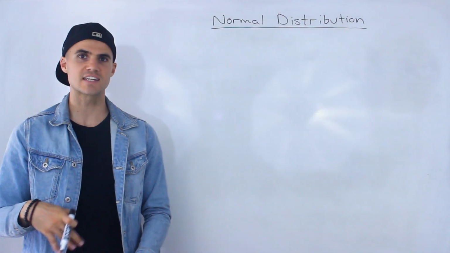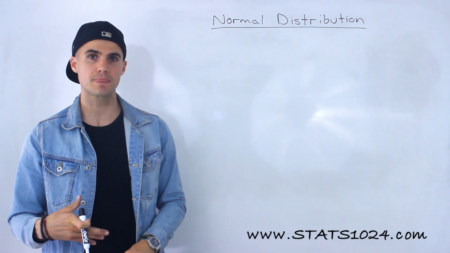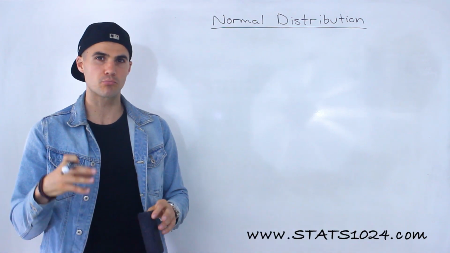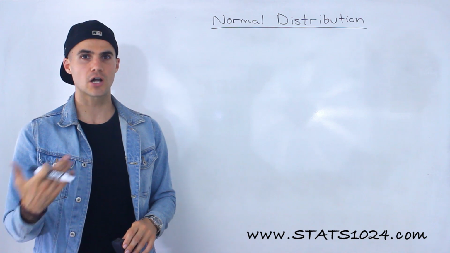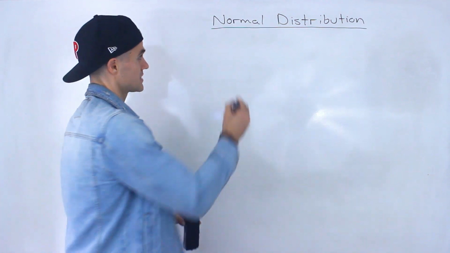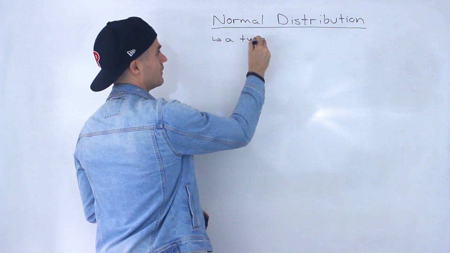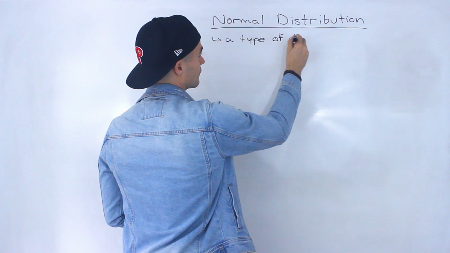Patrick here, and in this next section what we're going to talk about is the normal distribution. I introduced the normal distribution, briefly mentioned it when we talked about density curves, and that's what a normal distribution is. It's basically a type of density curve.